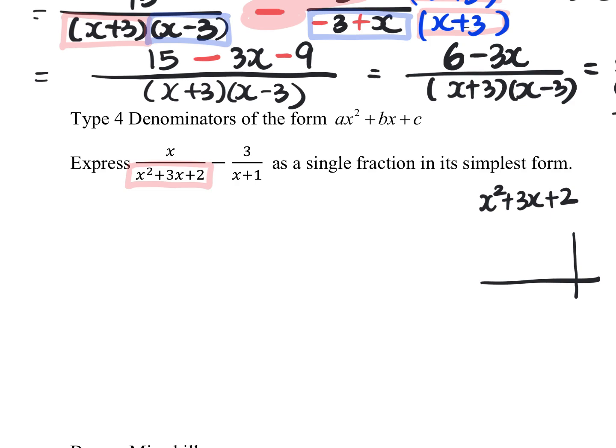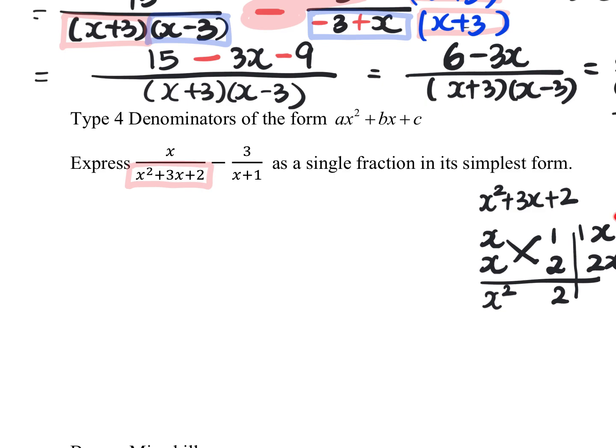The first column over here, these two are multiplication. I'm going to write my x squared and my number. So 1 times what gives you x squared? We have x times x. What times what can give you the number 2? So we have 1 times 2. Now we're going to cross it. x times 1 gives you 1 unit of x. x times 2 gives you 2 units of x.